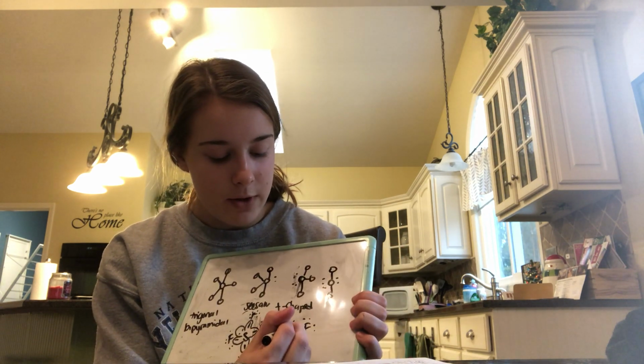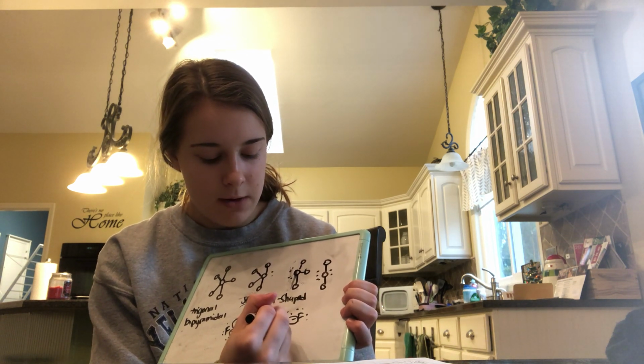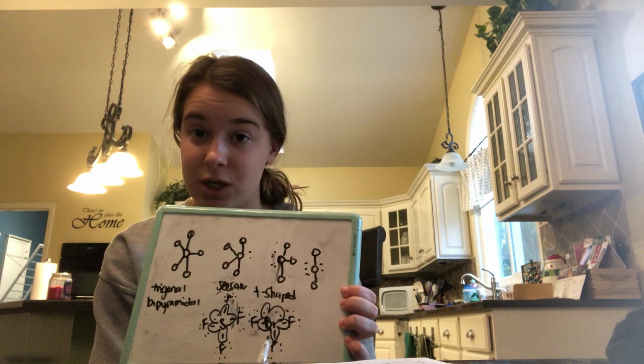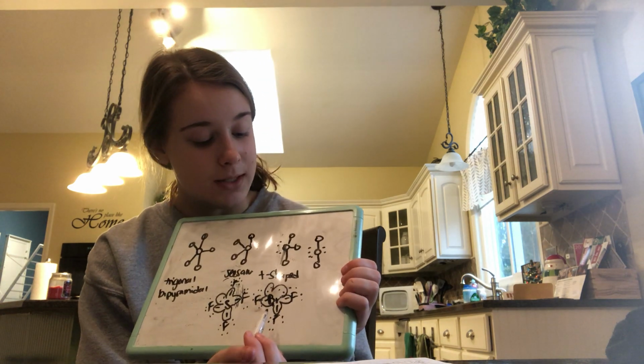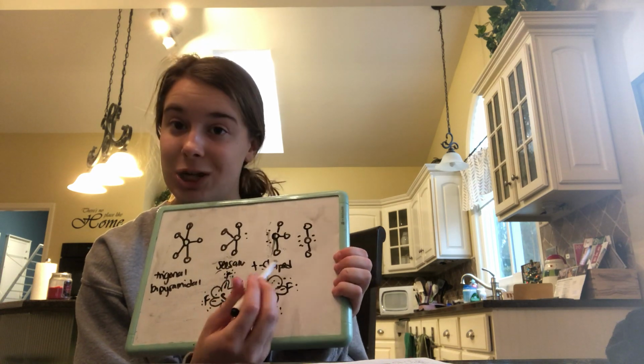So then when you count them, you've got 1, 2, oops, there's the bond, 3, 4, and 5 electron domains when you count. And since you have 2 lone pairs of electrons, that leaves you with T-shaped.